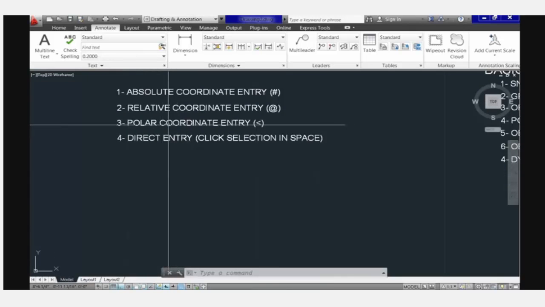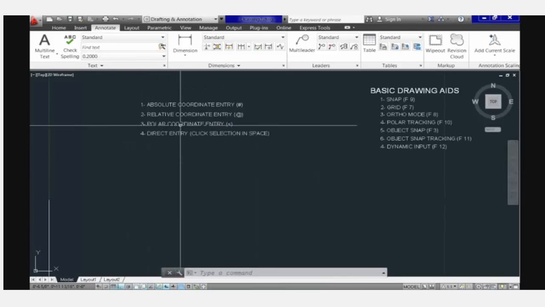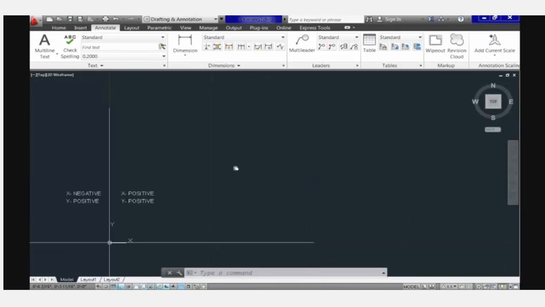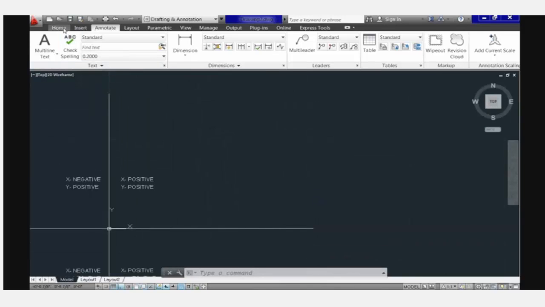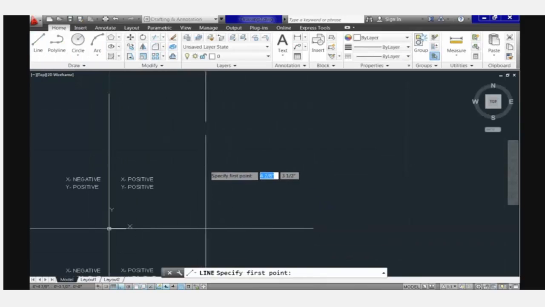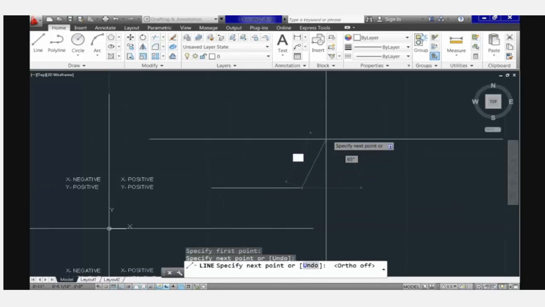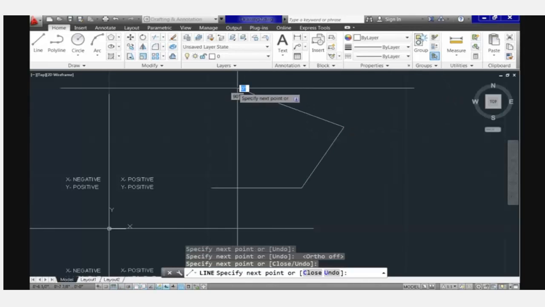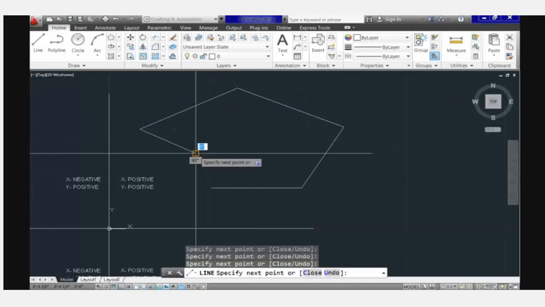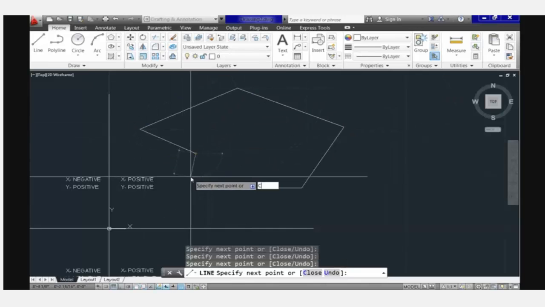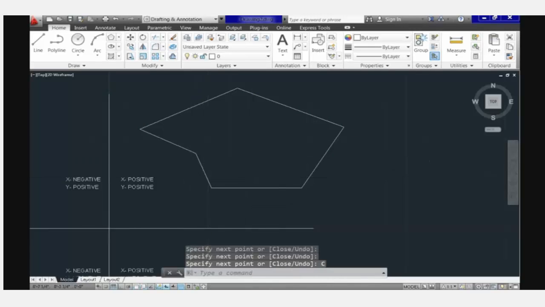Now let's wrap up today's lesson. We learned how to use the different entry methods in CAD: absolute, relative, and polar. The one that we didn't comment about is the direct entry method. You can see here an example of how to use it. We didn't comment much about it because it's pretty simple.